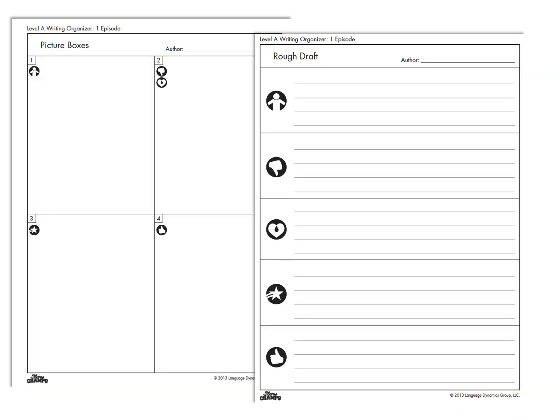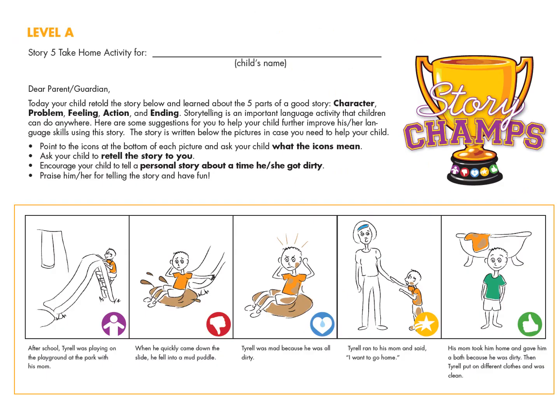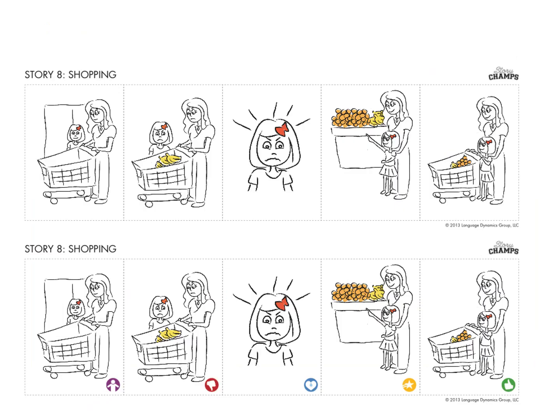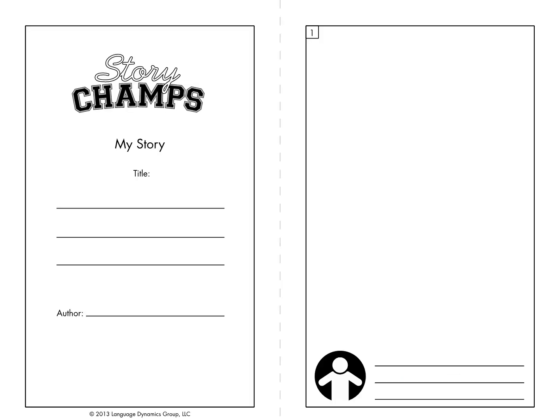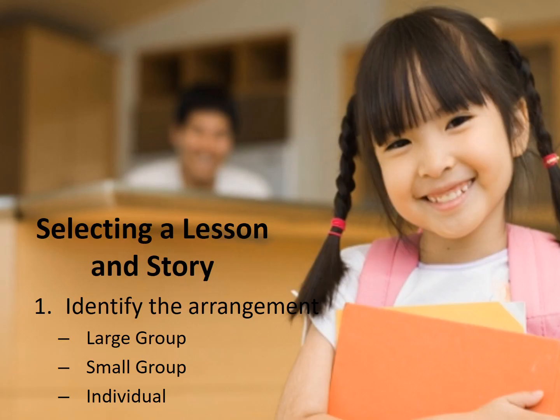Here are the writing organizers. They start with the picture boxes and then rough draft, and then a final draft and a writing check so they can go through all the steps needed. Here's an example of the take-home activities, level A, and there's level B. Here are the sequencing cards. They're with or without the icons. And here's the Story Champs storybooks. In these, you would print them out, have the kids draw pictures, either dictate or write their own stories, and then you cut them and put them in a book.